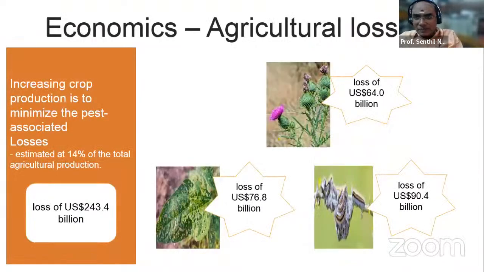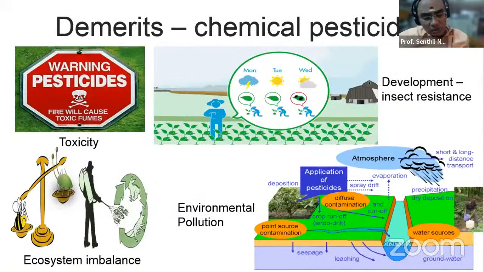So on the economics, there are some statistical points you should know. Loss is nearly about 64 billion US dollars, and a round figure of 243.4 billion. Increasing crop production minimizes the pest-associated loss, estimated at 40% as crop loss. So always we are depending on the pesticides. I would say that there are a lot of companies, including Monsanto, DuPont, Bayer Agro, and several others producing several classes of pesticides.